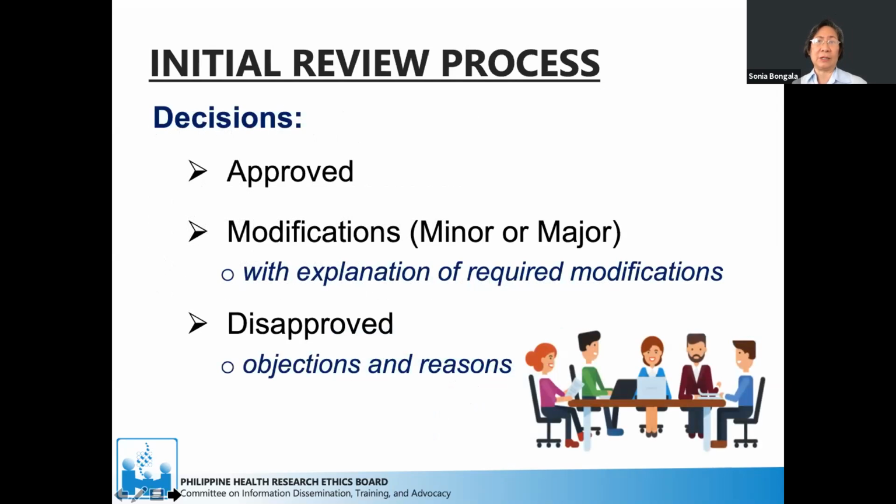So in the initial review, there are 4 decisions actually: approved, minor modification, major modification, and then disapproved. Usually we don't disapprove a proposal unless it's really not acceptable. But when a proposal is disapproved, the letter to the researcher should contain the reasons why the proposal has been disapproved.